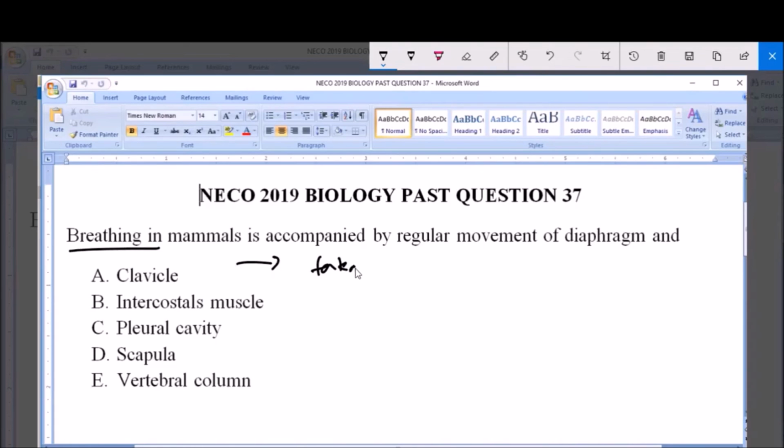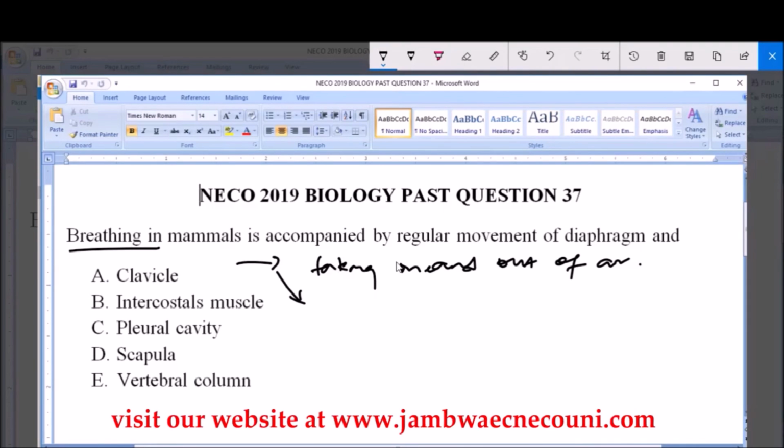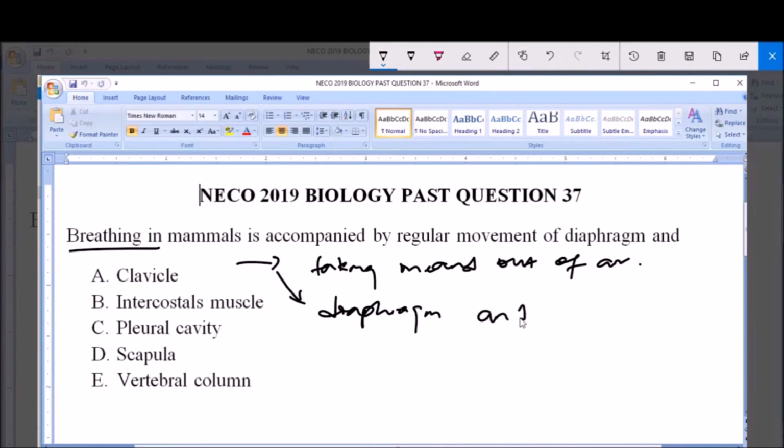Now breathing simply involves the taking in and out of air from the atmosphere. That's breathing. Now breathing is actually accompanied by the movement of some muscles. That is, some muscles are the ones that bring about these breathing activities in man. And this involves the regular movement of the diaphragm and the intercostal muscles. These muscles assist we humans or mammals in breathing.